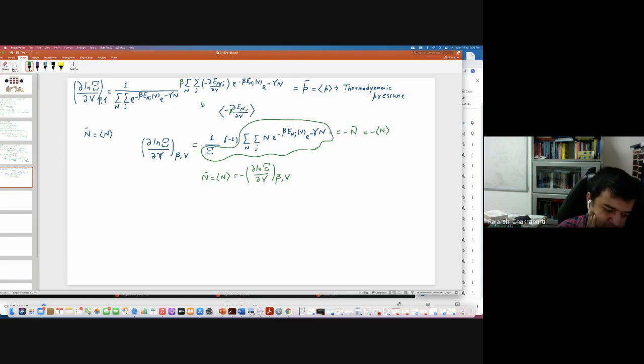But this is how you calculate your average pressure, average energy, and average number of particles. Now, what is beta? I'm not going to do it again. I have done it for the canonical ensemble. You can follow a similar procedure and you can show that beta is 1 over k_B T.